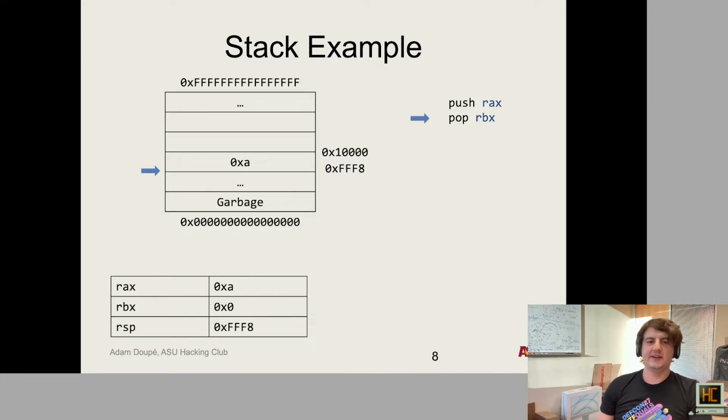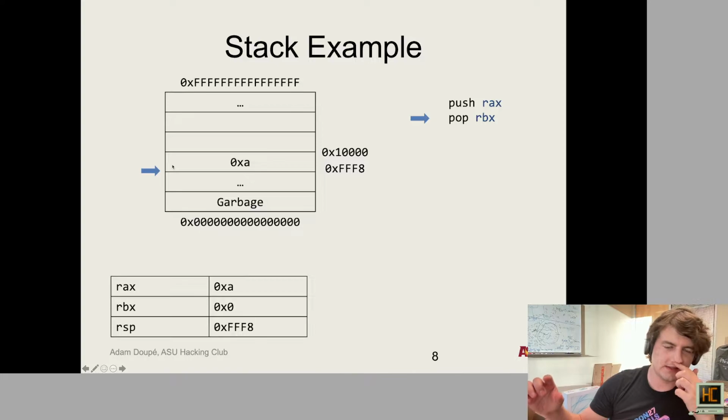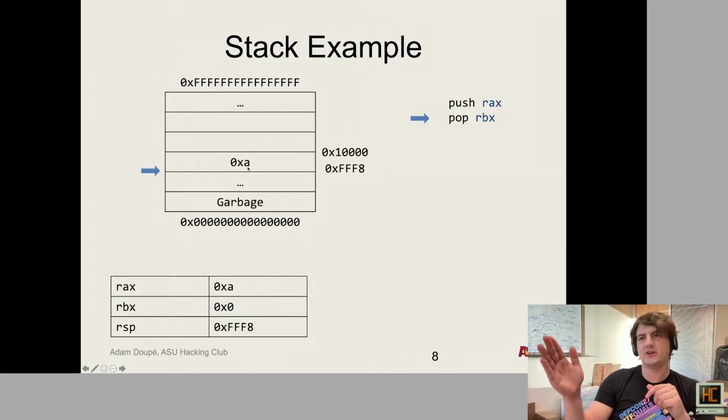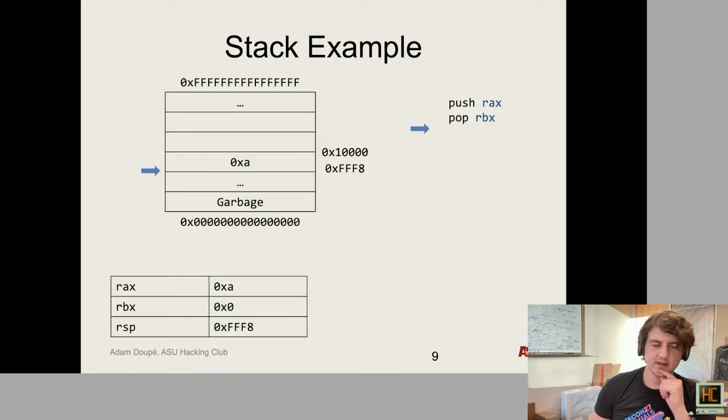Now, the next instruction is pop RBX. The first thing pop does is take whatever is at the memory address that the stack pointer is pointing to, so FFF8, take the 8 bytes there and copy them into RBX. Those are the bytes that represent the hex value 0A, a bunch of zeros and then A. So RBX changes to 0xA.